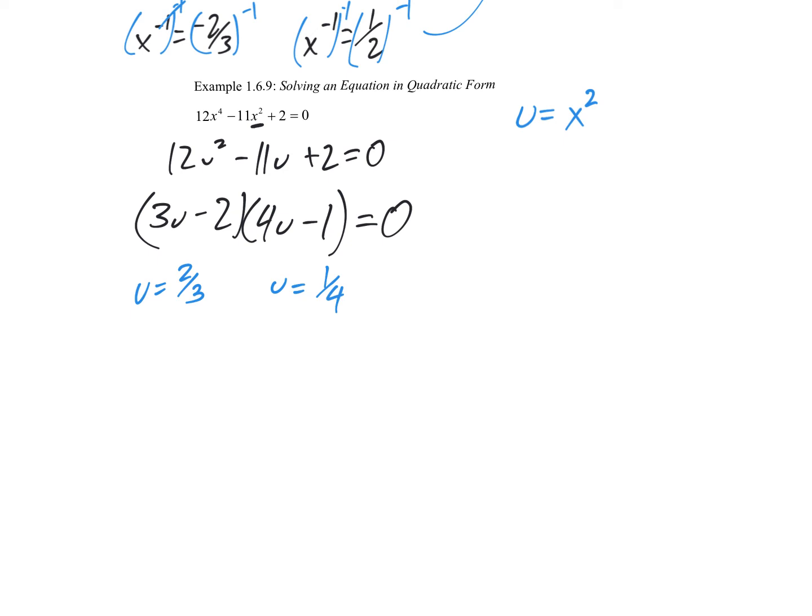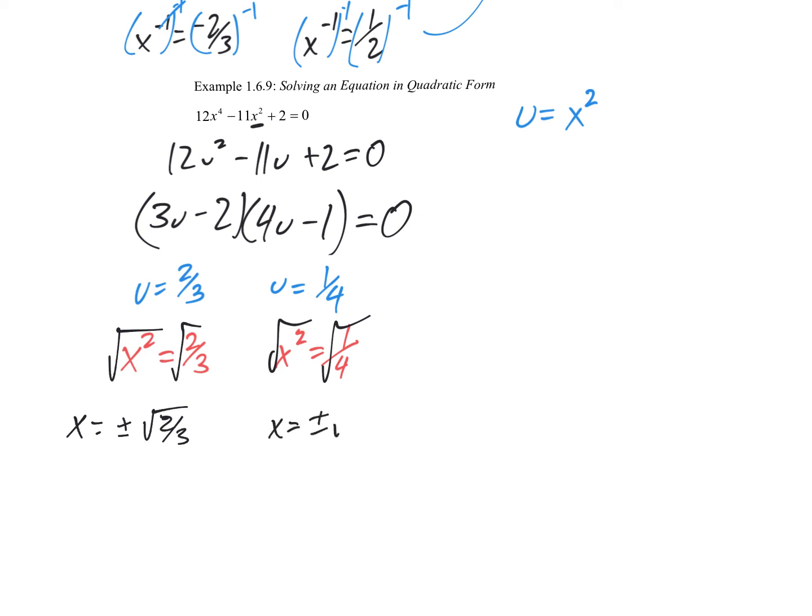All right, now, what do we have to do from here? Remember that u is actually just x squared. So we're going to replace it again. x squared equals 2/3. x squared equals 1/4. And to solve these, we're of course going to take our square roots. Okay. And when we take a square root, remember, plus minus is super important. So we're going to have x equals plus or minus root 2/3, and x equals plus or minus root 1/4.